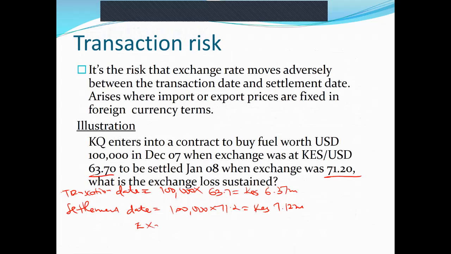Therefore, the exchange loss made in the transaction is equal to the difference, which is how much? 750,000. Therefore, there's an exchange loss made by the company equal to 750,000. So this is called an exchange loss. This is called transaction risk.